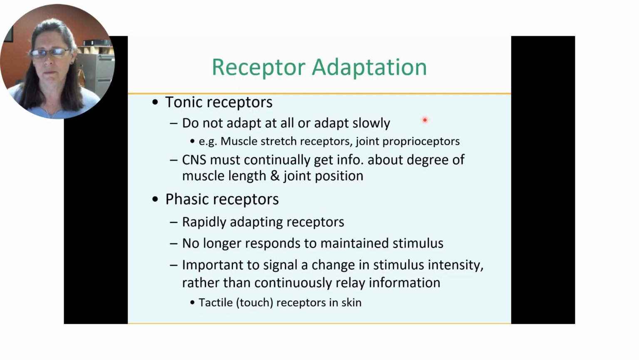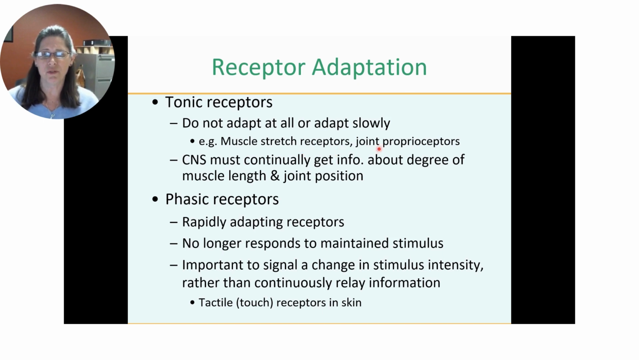This you'll learn more about in the lab if you're taking the lab, but I just want you to realize that receptors may adapt either slowly or rapidly to any type of sustained stimulation. And because of that, they're classified as either tonic or phasic. So it's either a rapidly adapting receptor or a slowly adapting receptor. Tonic receptors adapt slowly or they don't adapt at all. And these are things where you want constant input.